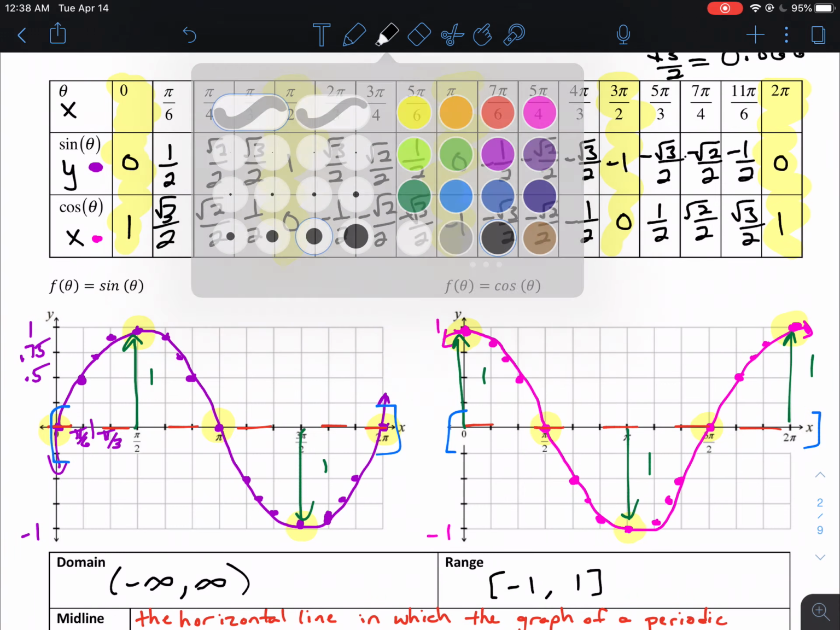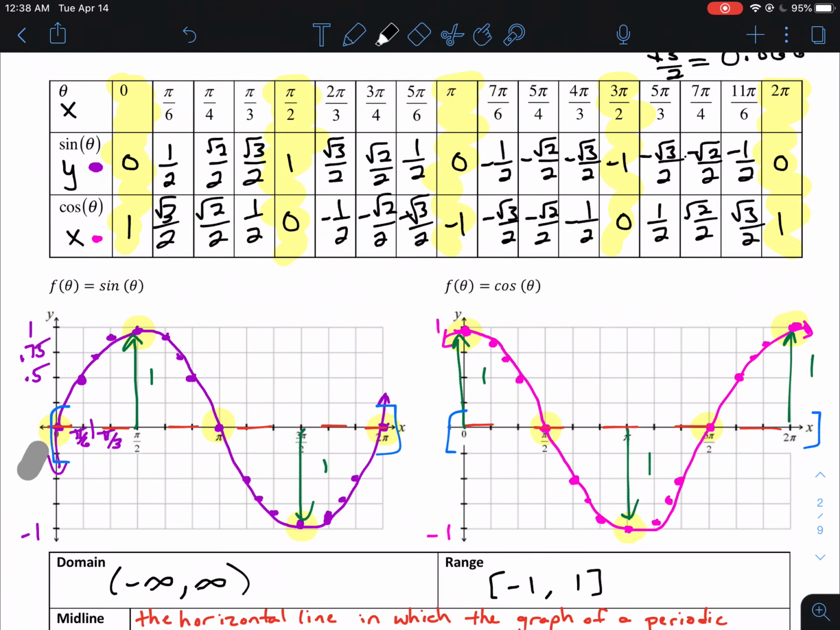Now, to clear up some other things, notice that sine starts at the midline, whereas cosine starts at an amplitude. That's an important thing to understand when you're getting ready to graph either of these.